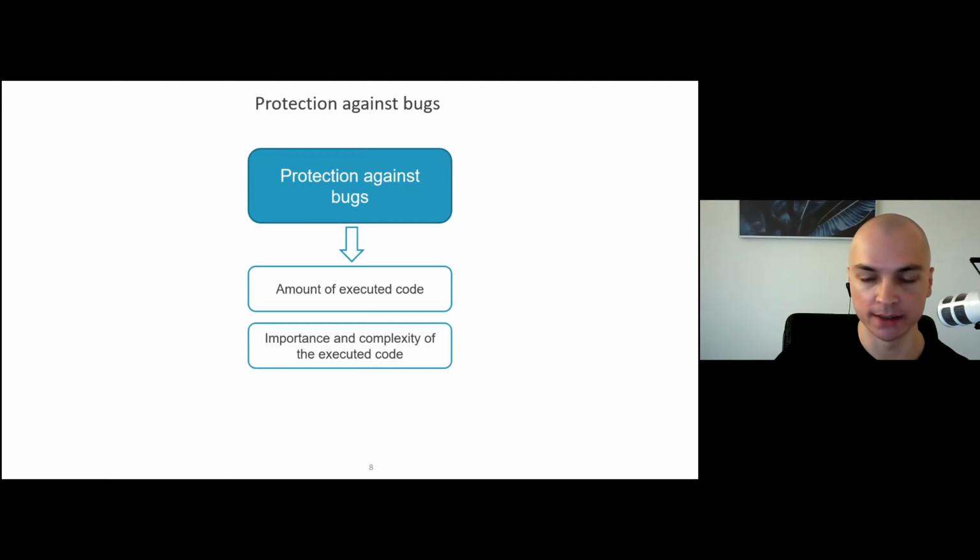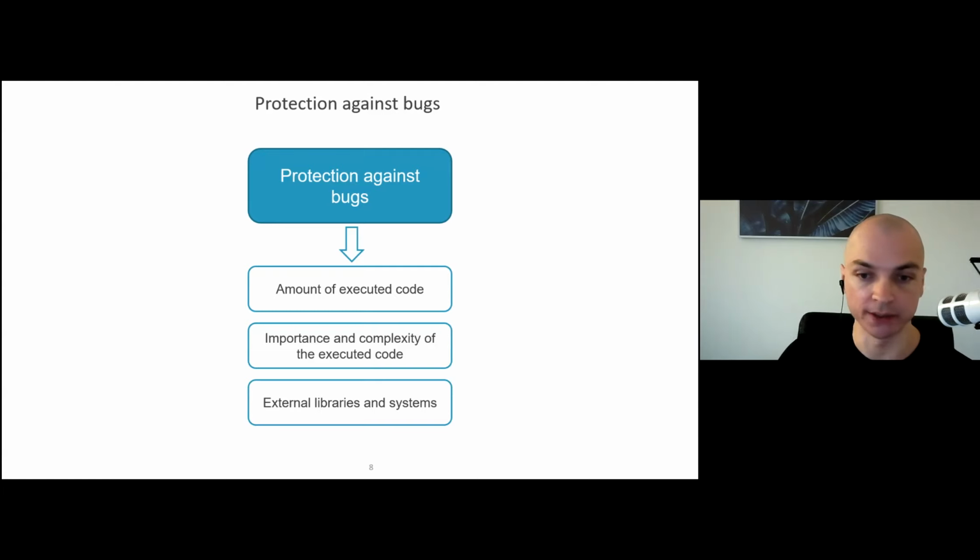And also, it's not only the amount of code, but also the importance and the complexity of that code that you need to keep in mind. That's because the most severe, the most critical bugs tend to appear in your business logic or in some complicated, overcomplicated code. And so you need to make sure that you cover those parts of your project the most.